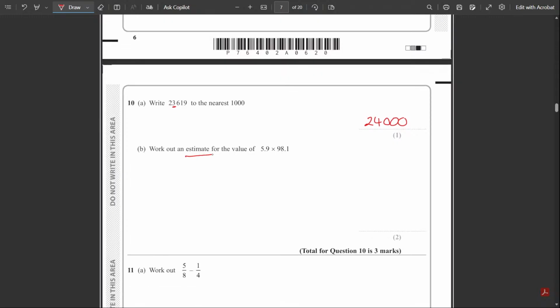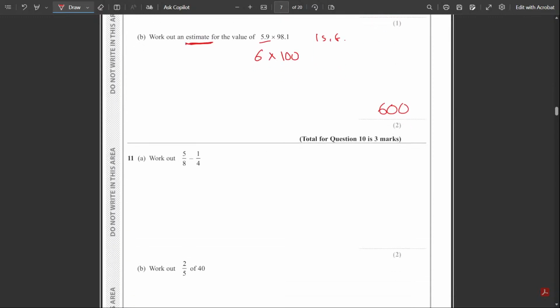Anytime the examiner uses the word estimate, that means we have to round each number to one significant figure. So we round all of these to one significant figure. So that will round to 6, and that rounds to 100. So 6 times 100, which is 600.